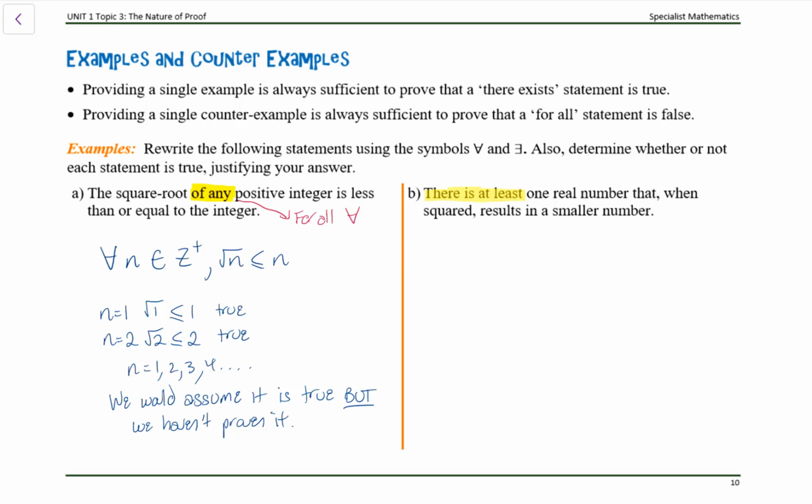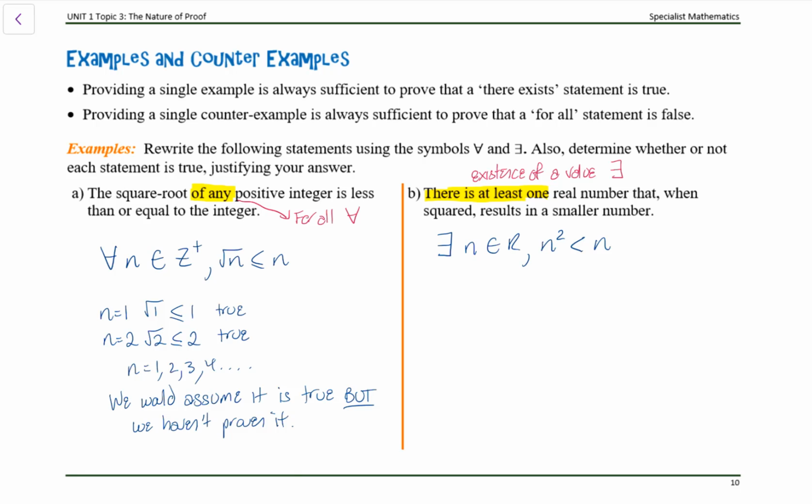There is at least one. So in this case, we're looking at the existence of a value. So there exists a real number that, when squared, results in a smaller number. Okay? So there exists n being a real number such that n squared has to be smaller than n. It has to be a smaller number.